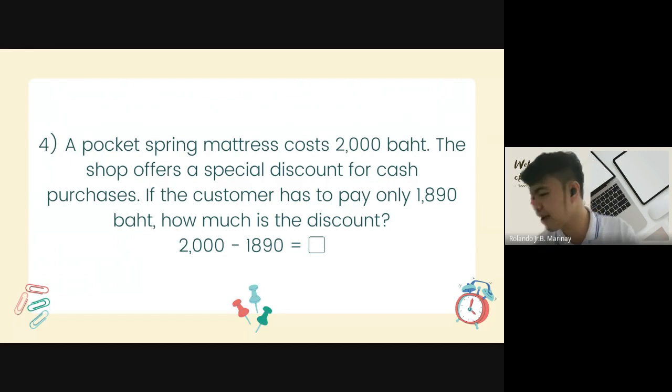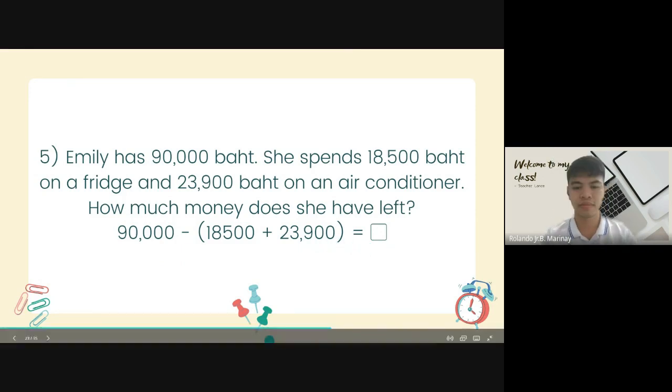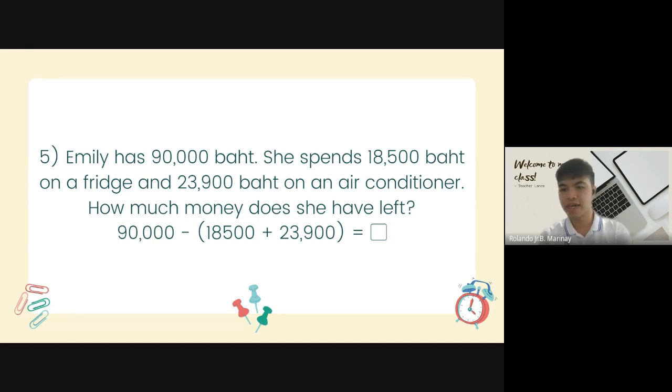Okay, let's go to number 5. Emily has 90,000 baht. She spends 18,500 baht on a fridge and 23,900 baht on an air conditioner. How much money does she have left? So we're going to use this number sentence to find the correct answer: 90,000 minus the quantity of 18,500 plus 23,900 equals blank. Finish. Very good.